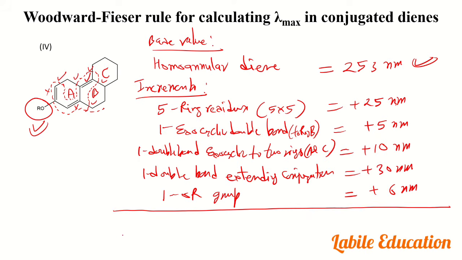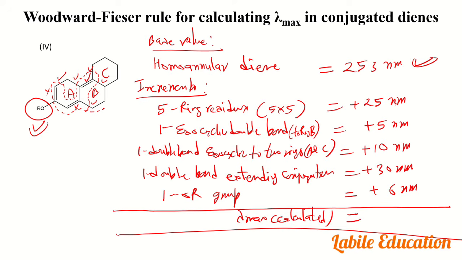Then we will sum them up, and the calculated lambda max will be, here you can sum up: 253, 25, 5, 10, 30, 6, which gives 329.